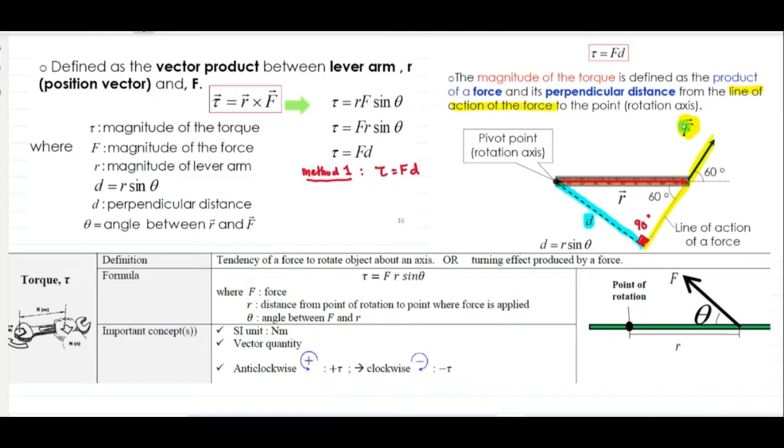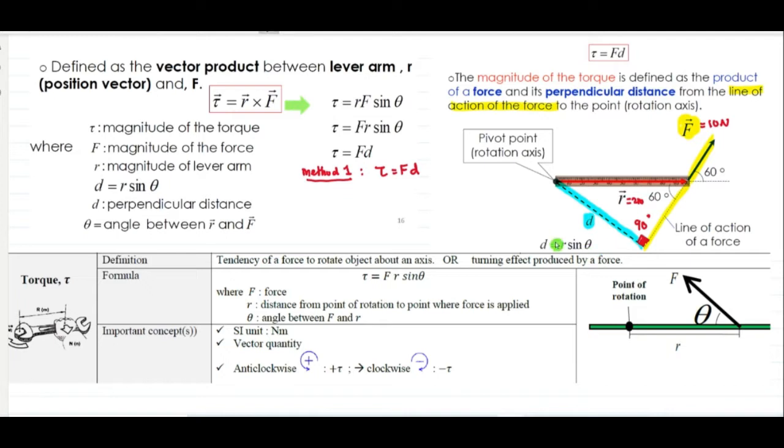Contohnya, di sini diberi nilai F is equal to 10 Newton. Okay, so let's say lah nilai R ini berapa? Okay, contohlah nilai R ini adalah 2 meter. Okay, jadi kalau R is equal to 2 meter, boleh tak kita cari nilai D?